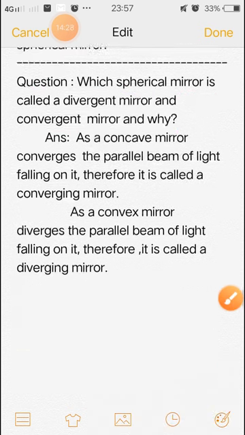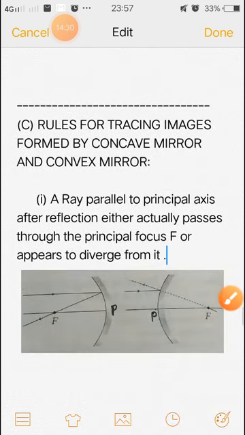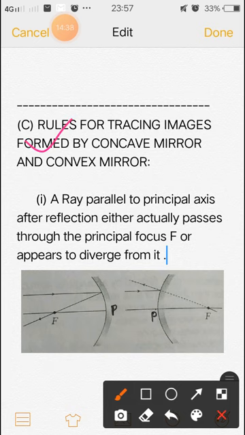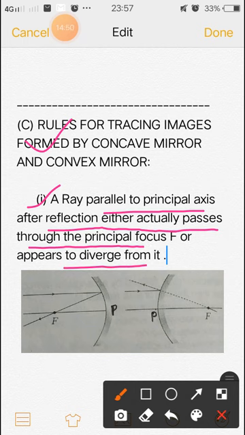Next, now the rules for tracing images formed by concave mirror and convex mirror. What is the rule? The first rule: a ray parallel to the principal axis after reflection either actually passes through the principal focus F or appears to diverge from it.